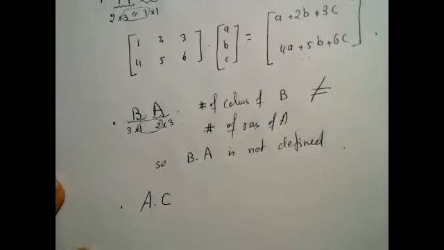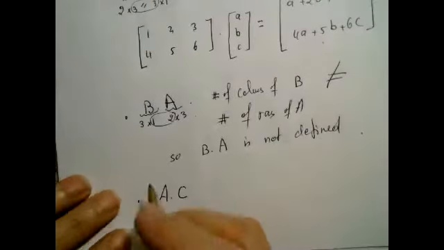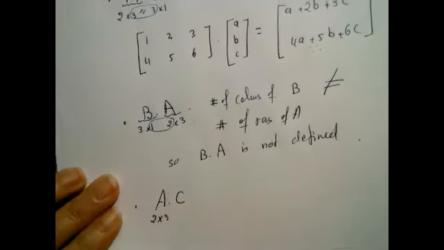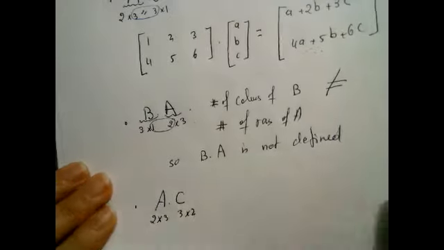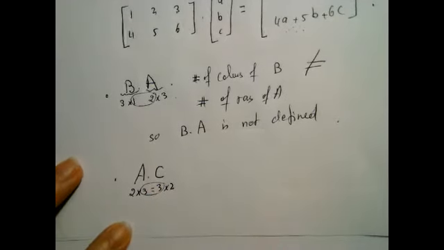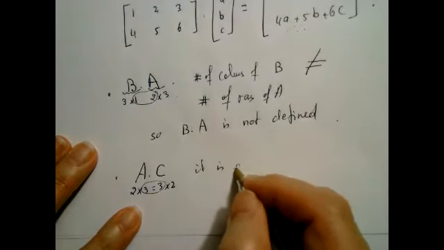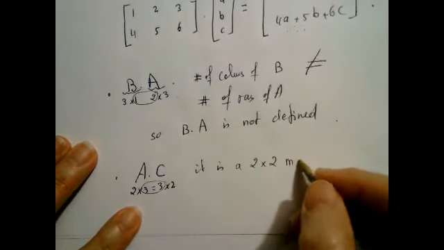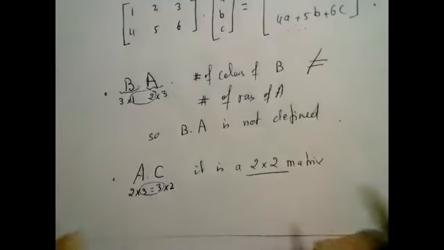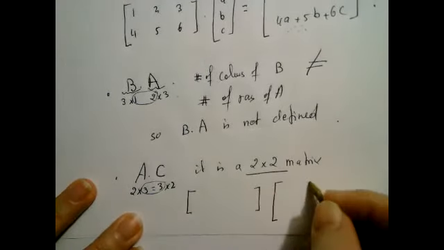A times C, defined, not defined, very quickly. So, okay, A is 2 by 3 and C is 3 by 2. So those are equal, definitely defined, and not only defined, it's a 2 by 2 matrix. It's very important to know the size of the resulting matrix because now I know what to get when I multiply them: a 2 by 2 matrix. We will not finish the multiplication, but at least I'll start it.